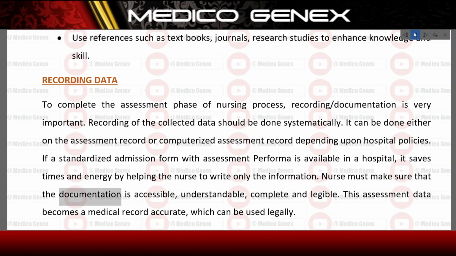The nurse must make sure that the documentation is accessible, understandable, complete, and legible. This assessment data becomes a medical record, accurate, which can be used legally.